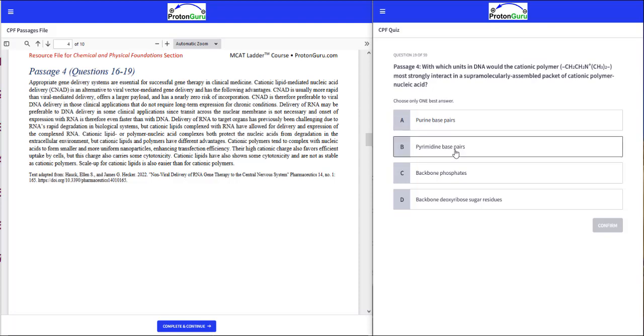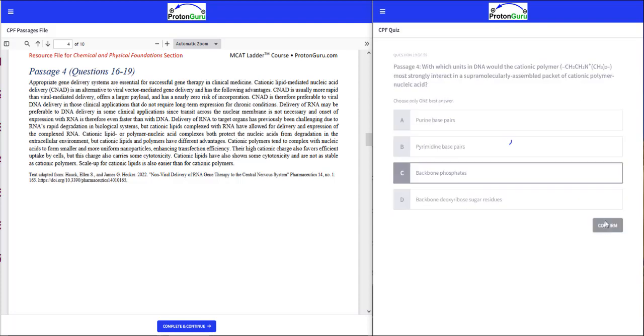Purine and pyrimidine bases, while polar, are neutral, but backbone phosphates have negative charges carried in one of the oxygens in each repeat unit, and the deoxyribose sugars are very polar but not ionic. So anionic groups will have the strongest attraction for cations through an ion-ion interaction.